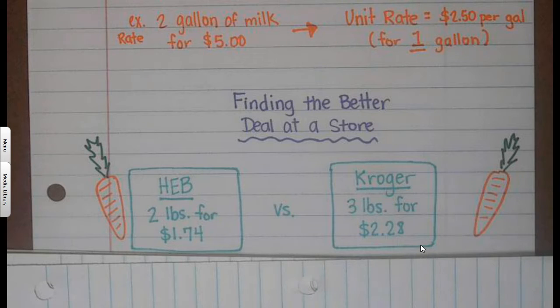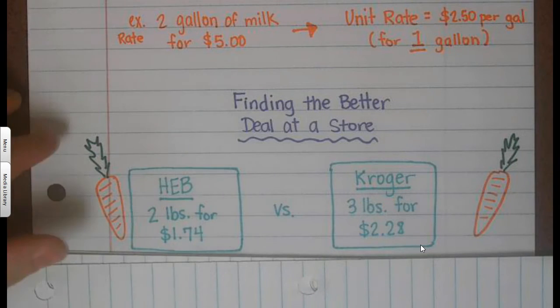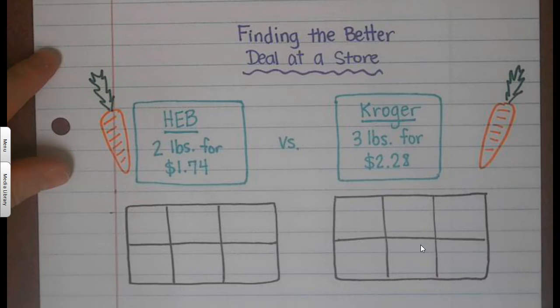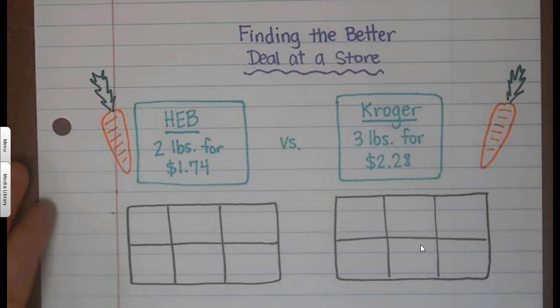A common error is for people to just assume that HEB must be cheaper because it's $1.74. But at Kroger, you're getting more carrots. So they might be a better deal. We don't really know. You can't compare like that unless you can just do some crazy math in your head. So we use unit rate to compare apples to apples so that we're really telling which one is the better deal. And because this is dealing with rates and we've learned to solve problems with rates with the box, we use the box for unit rate.